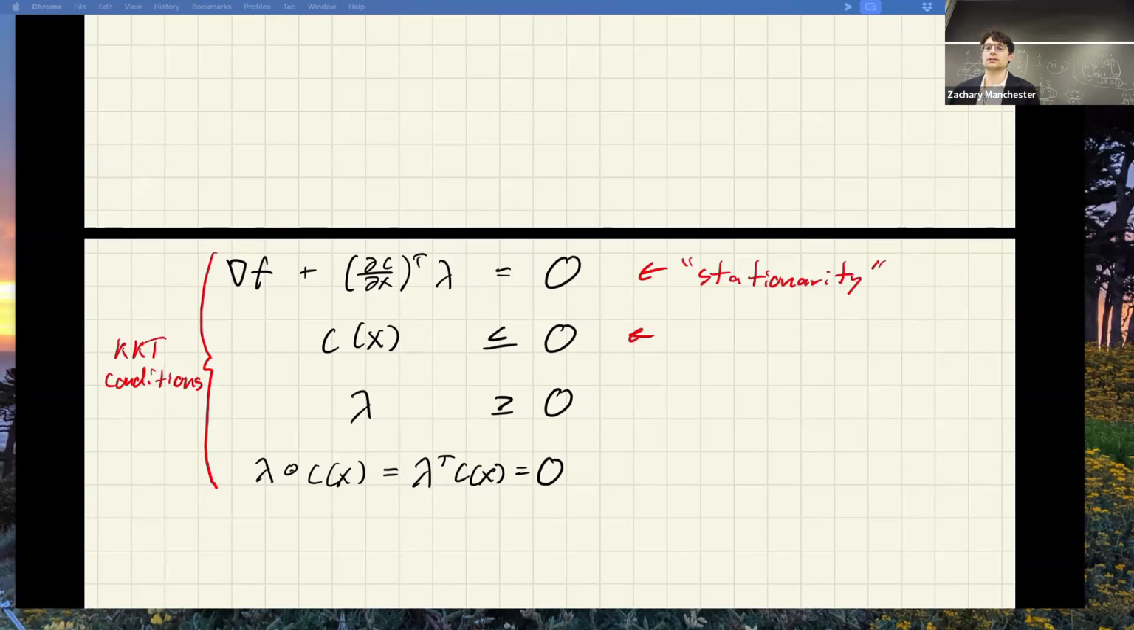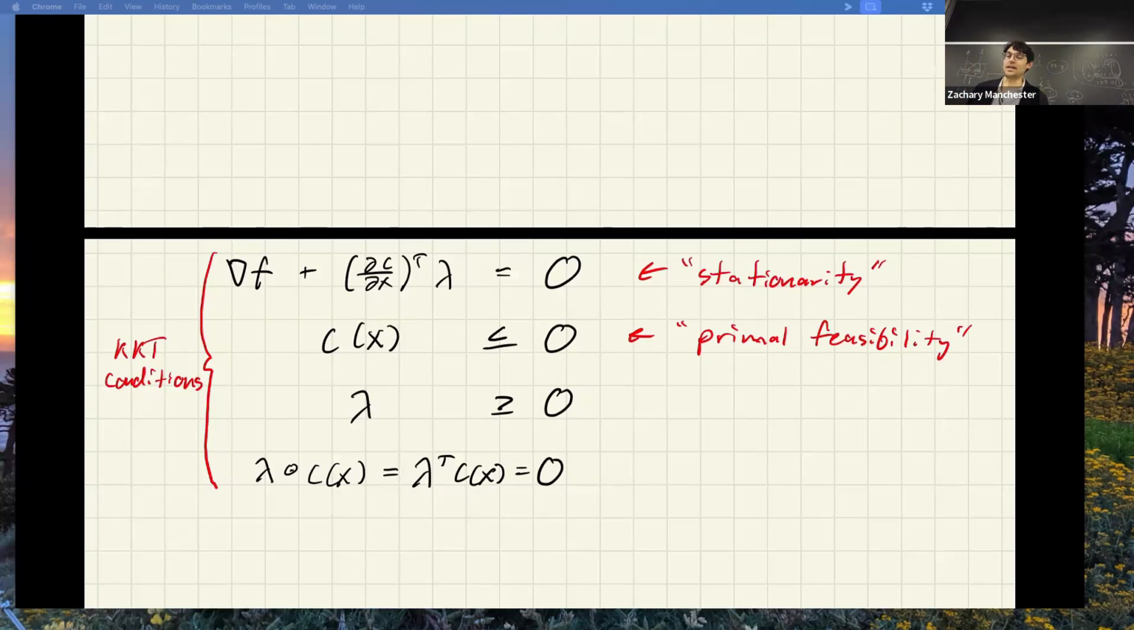We said that the lambdas are called dual variables, right? The x's are called primal variables. So primal dual, that's the name. This one's called primal feasibility. Feasibility just means it satisfies the constraints, right? So primal feasibility means x satisfies its constraint.